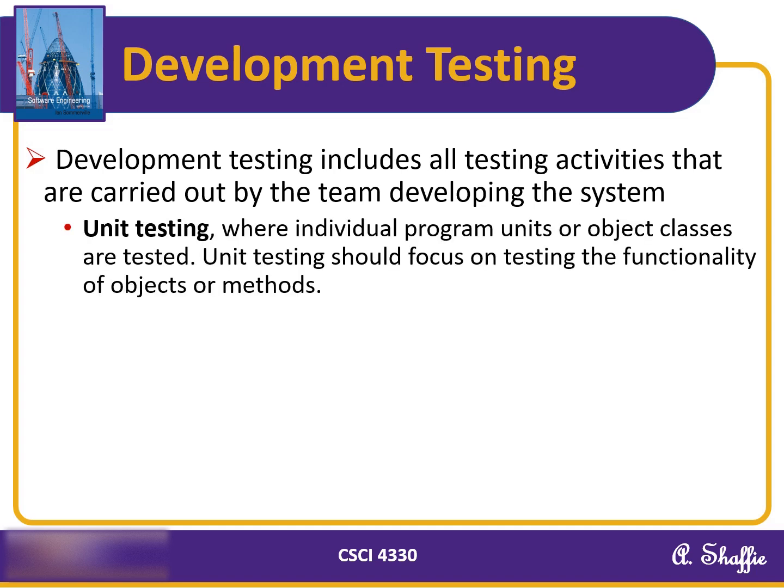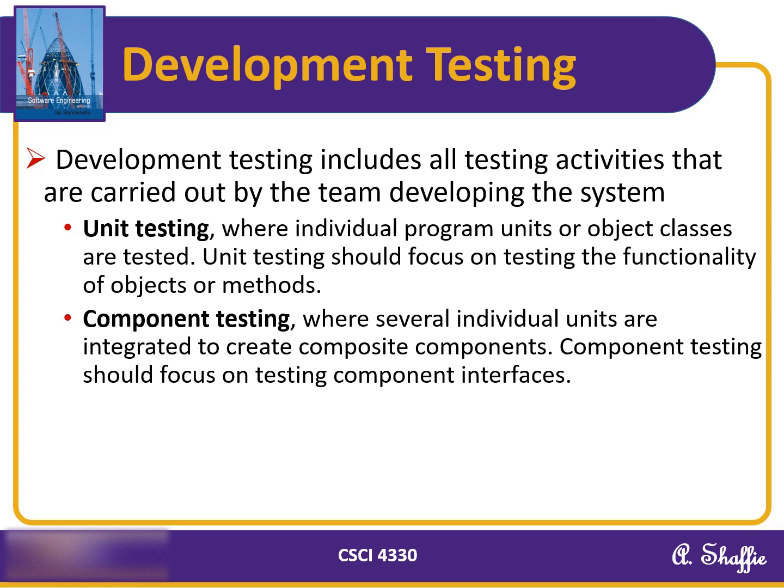The first one is unit testing. This focuses on testing individual program units or object classes. The goal here is to ensure that each object or method works as intended. For example, if you are testing a function that calculates the total price in a shopping cart, unit testing would check if it correctly adds the item prices together or not.